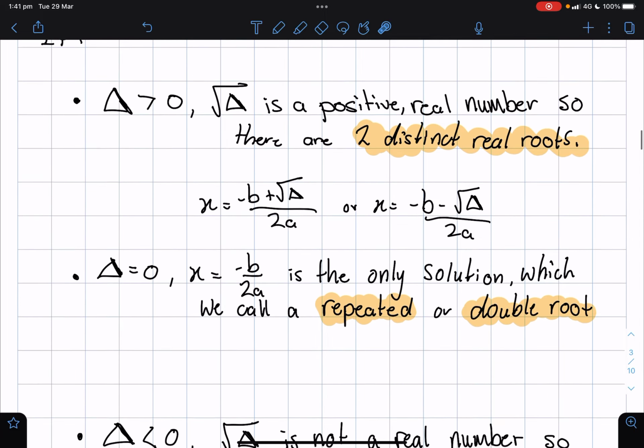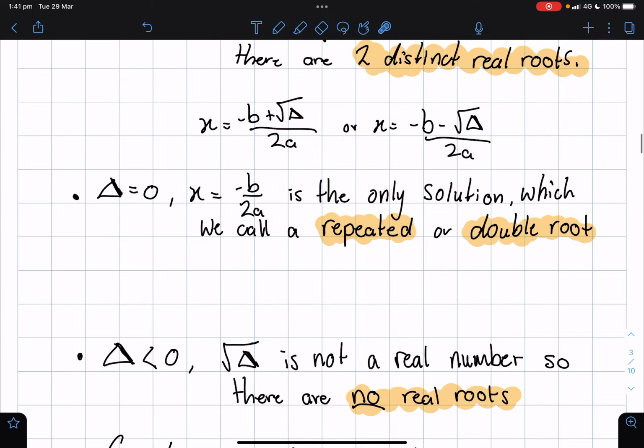And then last but not least, if the discriminant is less than 0, that means the square root of that discriminant is not a real number. So we say there are no real roots, okay? That means it will not touch the x-axis at all, all right?